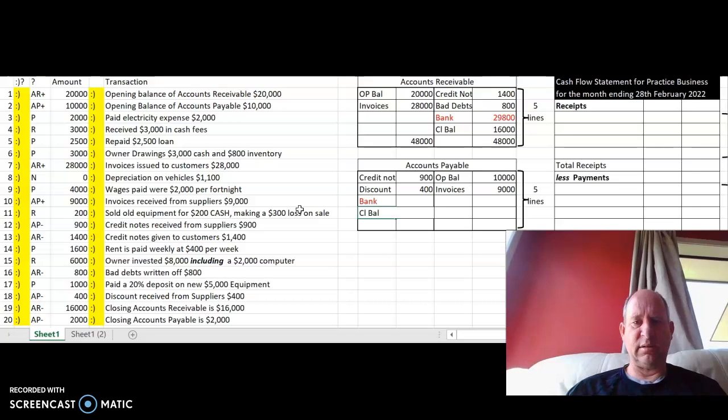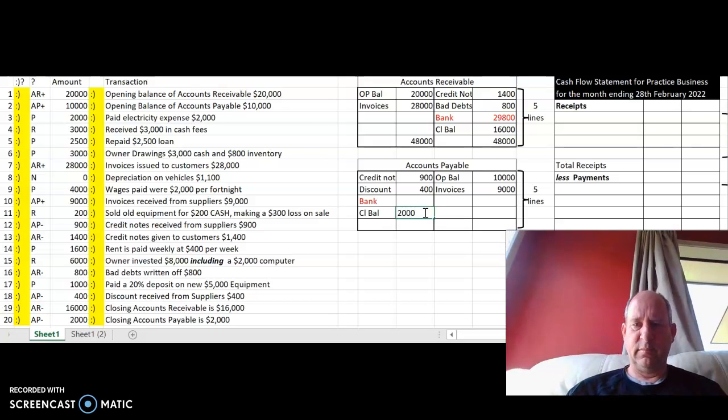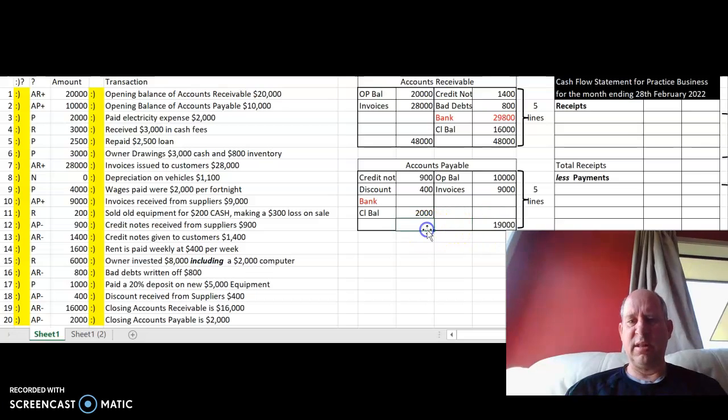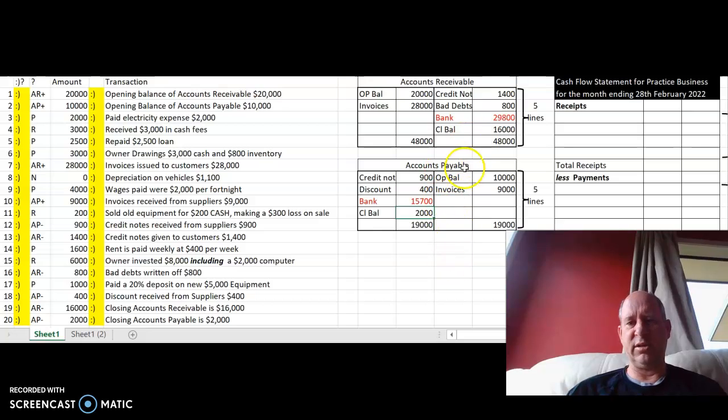And closing balance. Add up your highest side. Sorry, closing balance being 2,000. Highest side's 19,000. And you bring that balance across. And then you calculate what this figure here needs to be. And this is your cash paid to accounts payable. Now, each one of these, the examiner will give you about 3 marks for each. So certainly worthwhile on the marks.